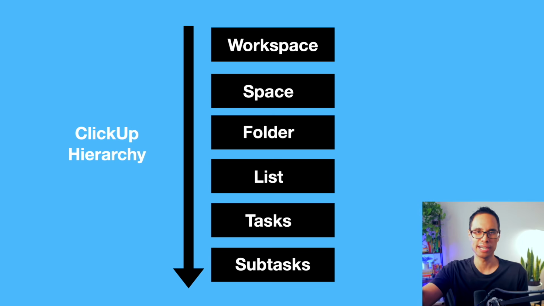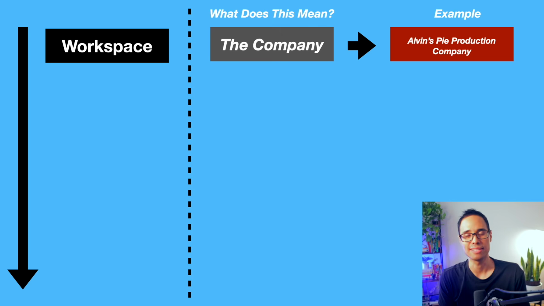So the way that ClickUp works is that everything is organized from the top level all the way down to the individual subtasks. So at the very top, you have your workspace, which is the account that you just created. In my example, my workspace is called Alvin's Workspace, right? This is the highest level inside ClickUp. It represents your entire company. Anyone who joins your ClickUp will become a member of your workspace.